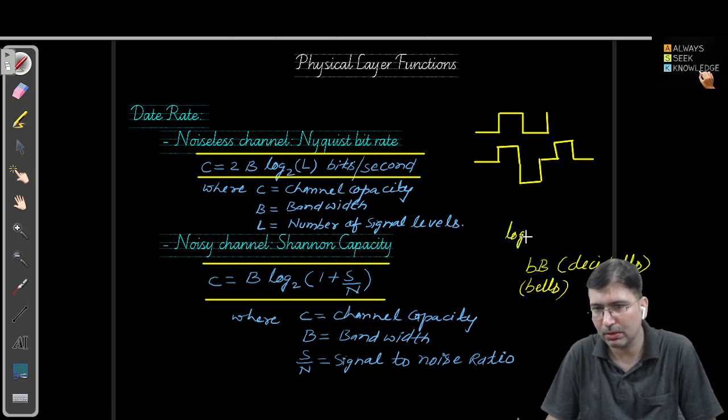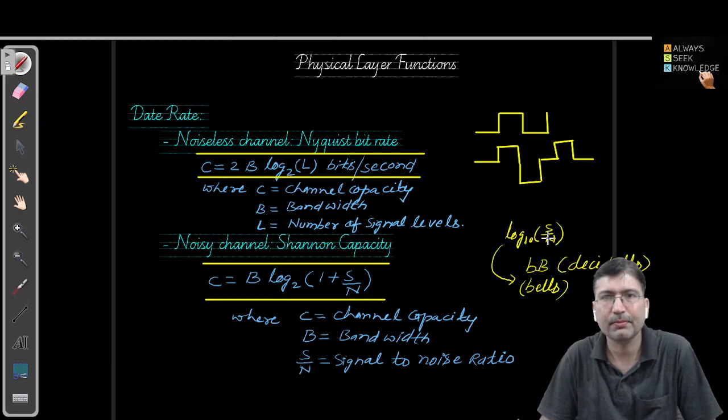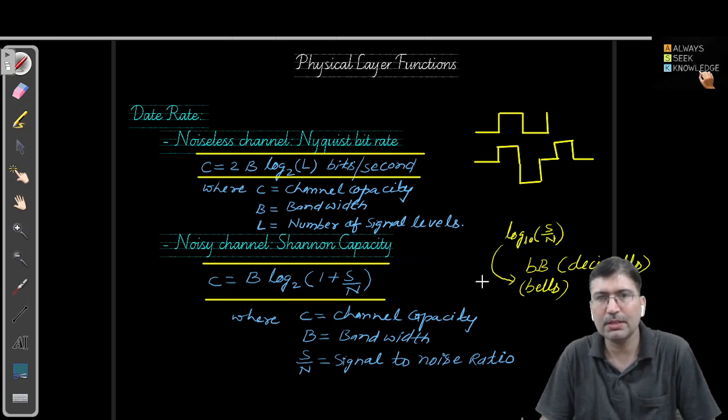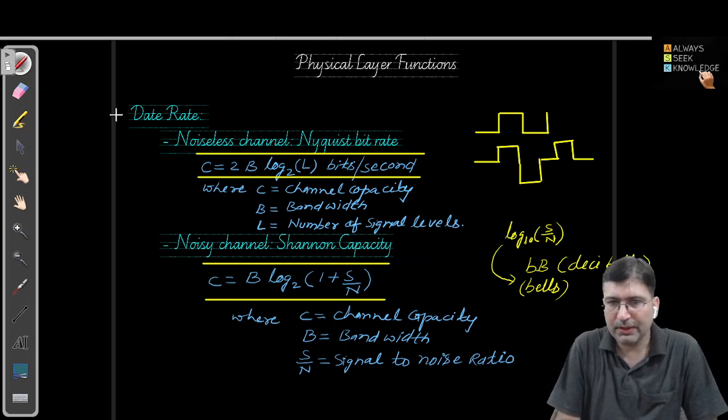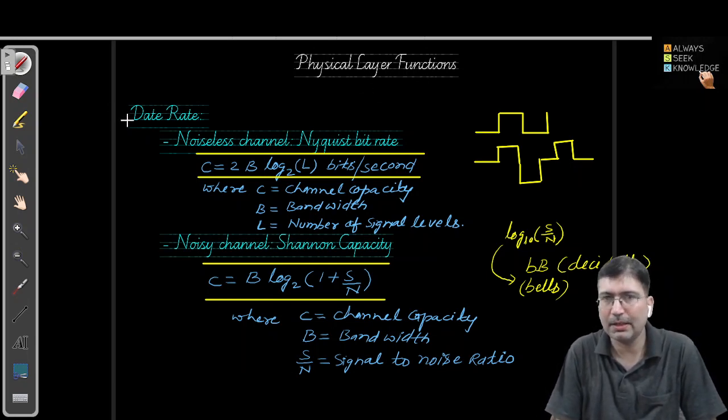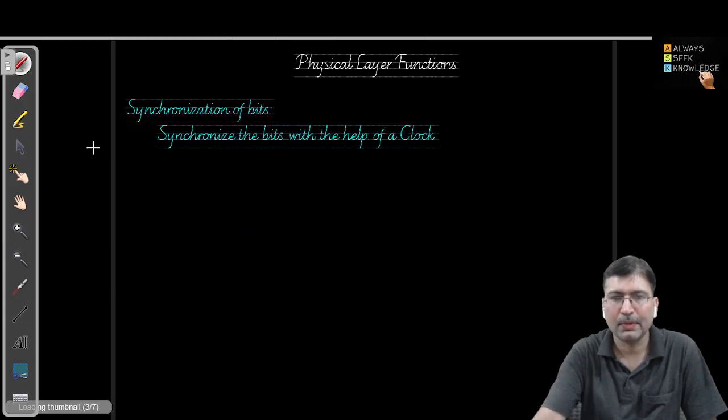So we consider log base 10 of the signal to noise ratio. This we consider as bels. And what is deci? Deci means you multiply this by 10 and you will get the decibels. Okay. So when we solve the questions, then you will get to know how we will utilize this. So an important function of the physical layer is that it decides the data rate of the channel.